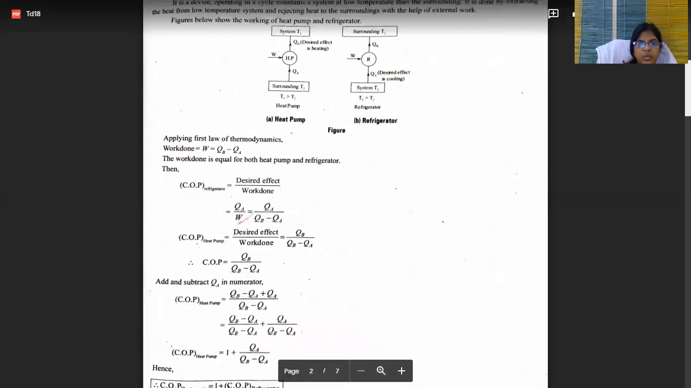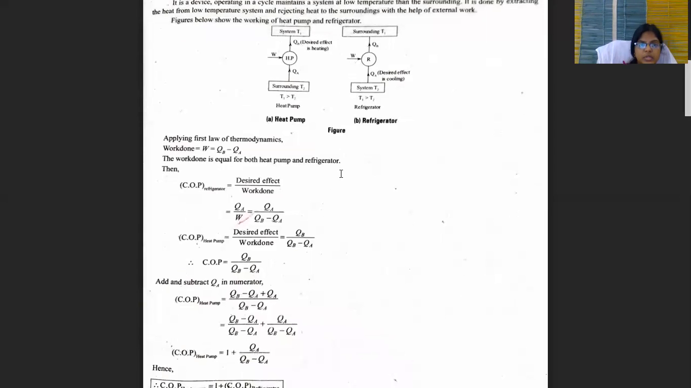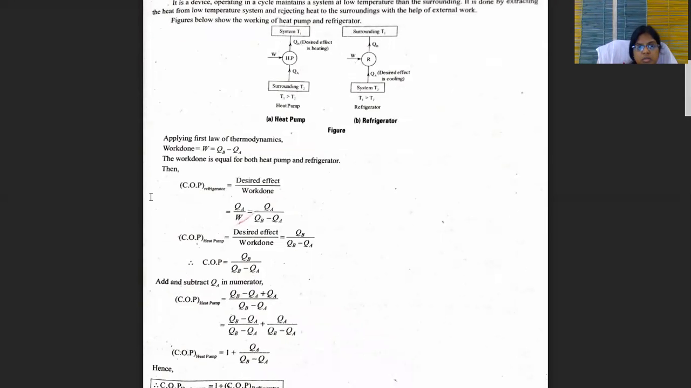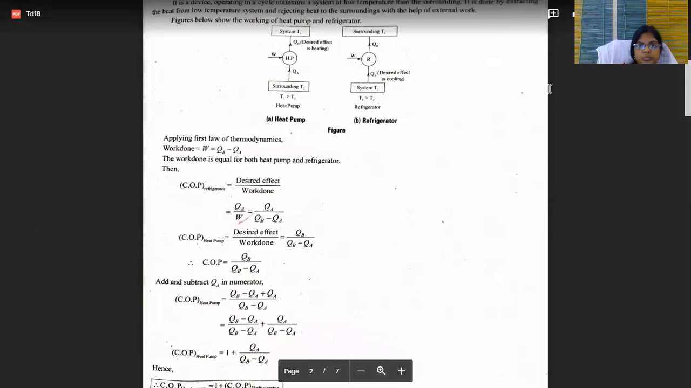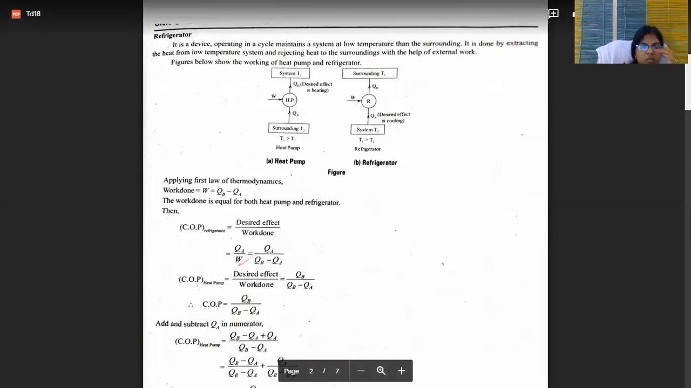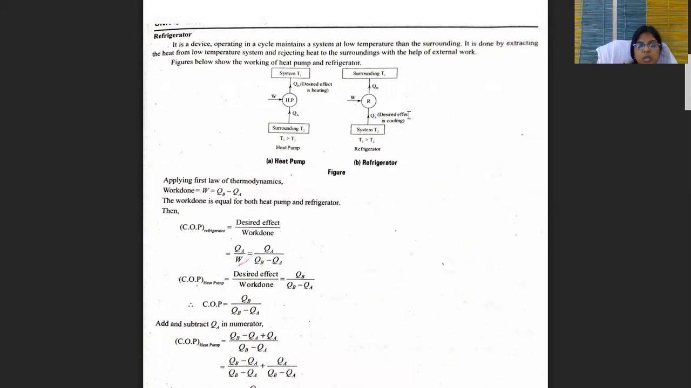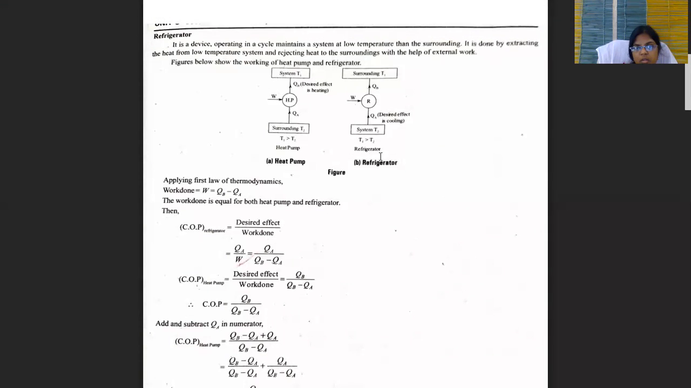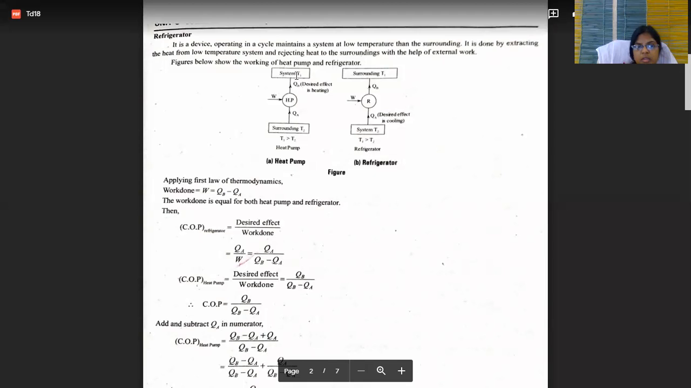Now we apply the first law of thermodynamics. What is the first law of thermodynamics? Work is converted into heat, that is the first law of thermodynamics. So here this is the work done, and the work done is equal for both heat pump and refrigerator. There is no change, both procedures are the same, but there is a little bit of difference in our desired effect: heating effect in heat pump, cooling effect in refrigerator. Just remember, heating effect in heat pump and cooling effect in refrigerator.